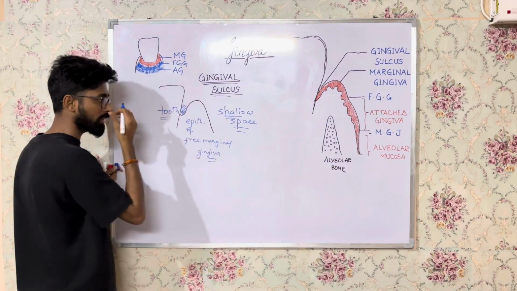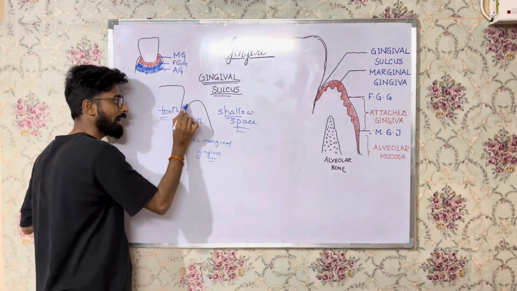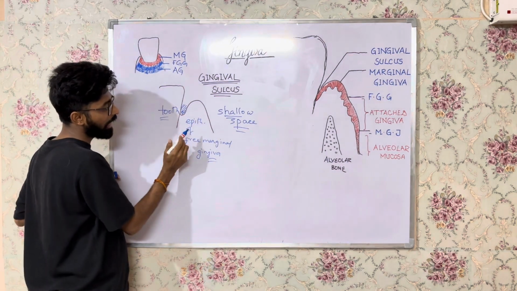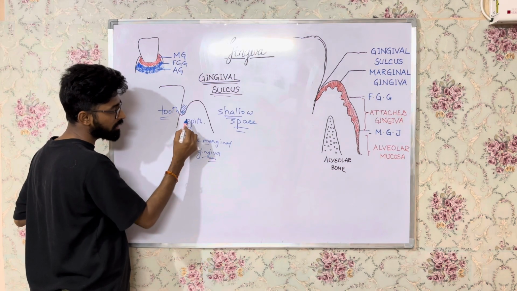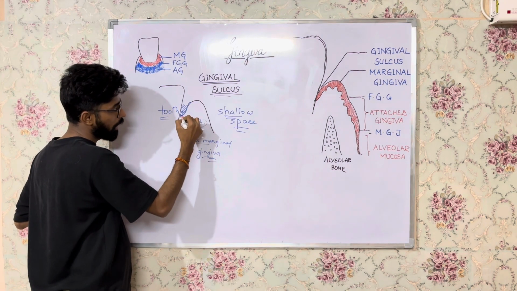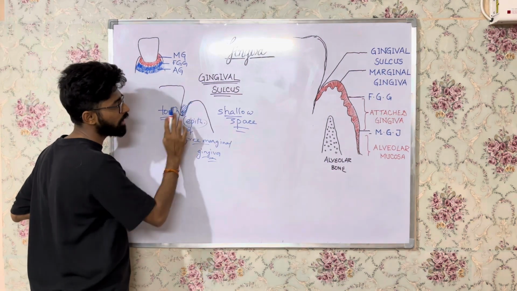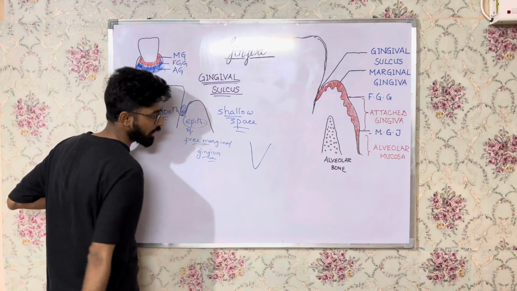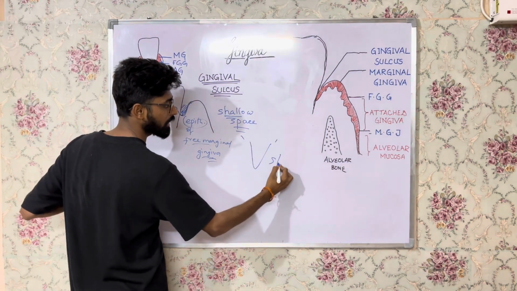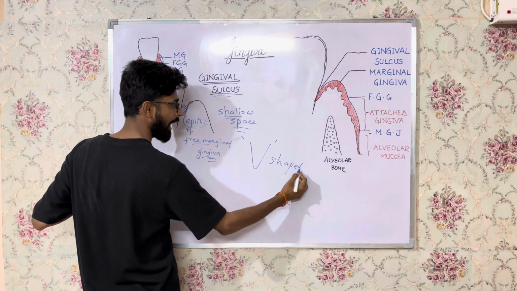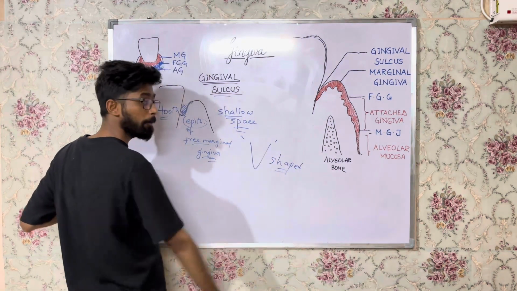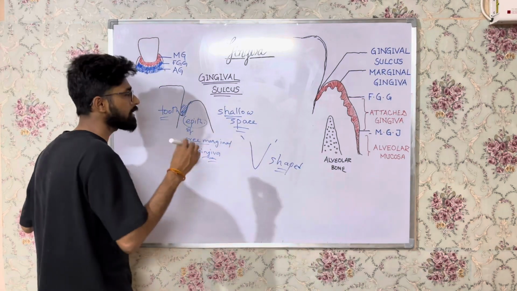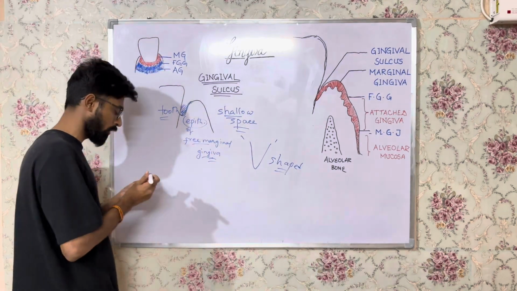Then what is the gingival sulcus? It is the shallow crevice or space which is bounded by the tooth on one side and the epithelium of the free marginal gingiva on the other side. It is usually V shaped, and it barely permits the entry of a periodontal probe. Means under ideal, normal conditions, it barely permits the entry of a periodontal probe.